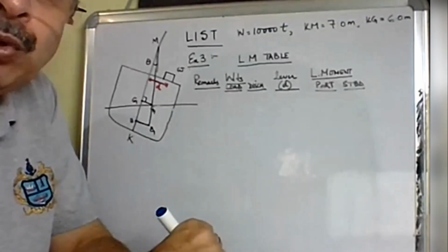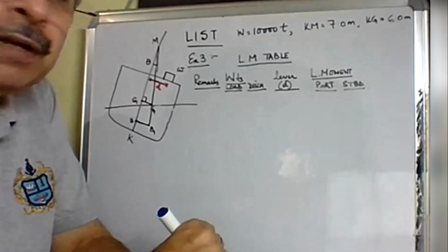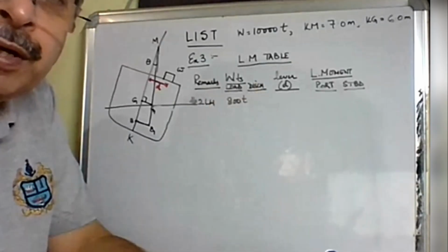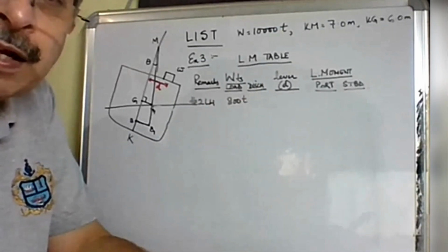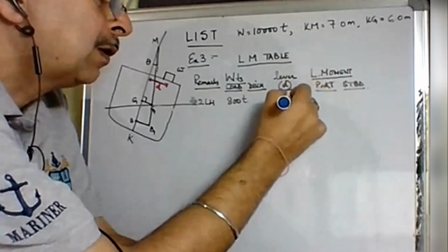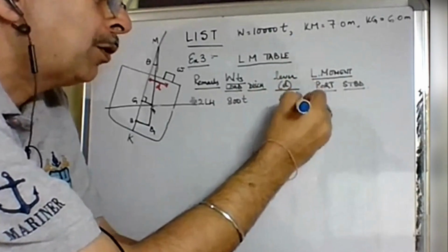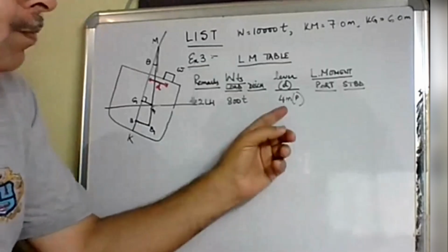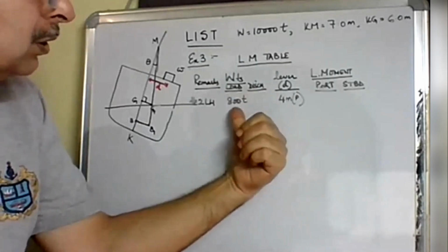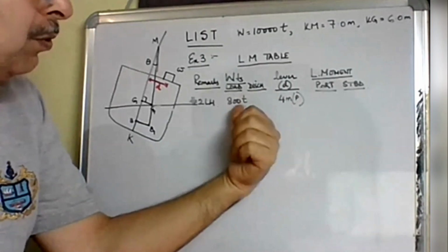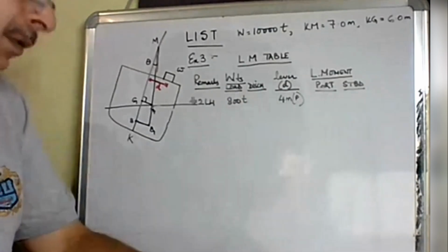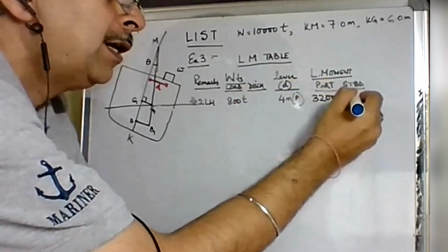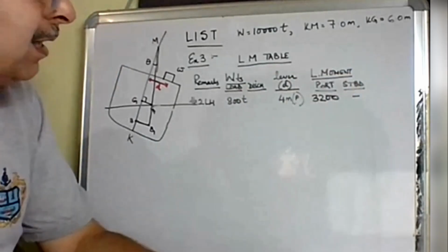First of all, we have loaded 800 tons in number 2 lower hold. She has been loaded 4 meters to port of center line. All right. Next, when I'm loading so much, she is going to cause 3200, W into D, as the listing moment. So listing moment will be 3200 to port, nothing to starboard. Did you understand what I'm doing?